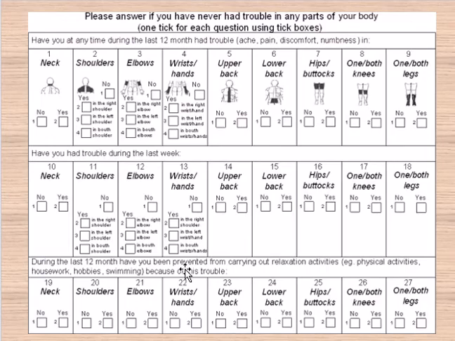Look at this. This is a sample questionnaire. Look at the symptoms at every and each area of the body. Look at this. Have you at any time during the last 12 months had trouble, during the last week, and during the last year been prevented from carrying out relaxation activities?